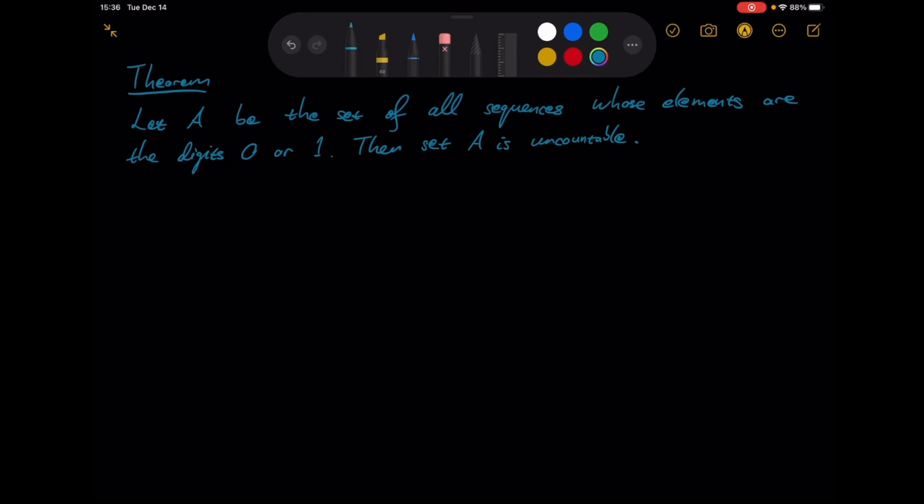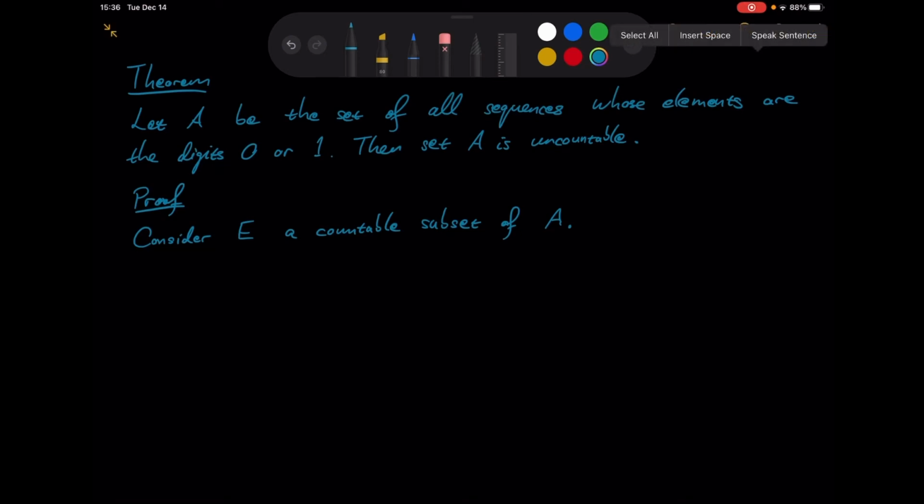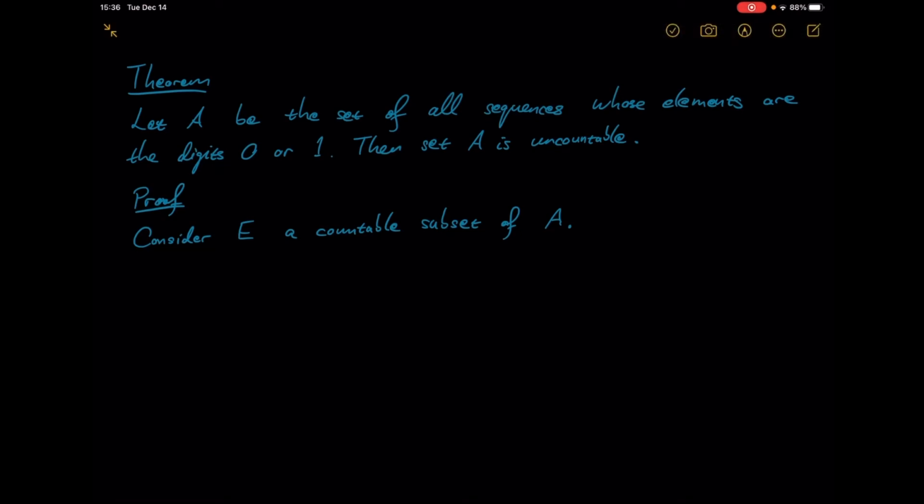Well, let us consider a countable subset E of A. Then obviously, by the definition of A, which is the set of all sequences whose elements are 0 and 1, the elements of E are sequences which involve the digits 0 or 1. Okay, so we can obviously enumerate the elements of E.